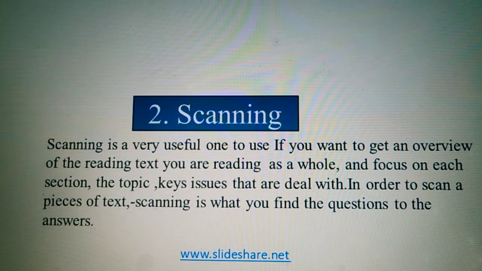Okay, number two, we focus on scanning. Scanning is very useful. It is used to check the whole reading and focus on each section, topic, and key issues, and especially to answer questions. The readers may have very specific aims in terms of finding the right answers for the questions. So scanning is more detailed.